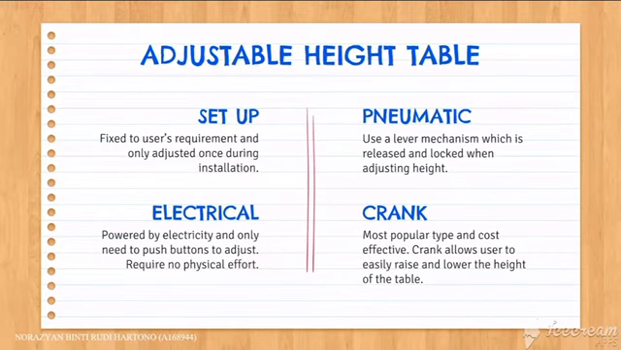Next are the four types of adjustable height table. First is set-up, they are fixed to the user's requirement and only adjusted once during installation. Next, pneumatic, which uses a lever mechanism that is released and locked when adjusting height. Next is electrical, powered by electricity, and you only need to push buttons to adjust. It requires no physical effort. Finally is the crank type, the most popular type and cost effective. Crank allows the user to easily raise and lower the height of the table. For this project, we are going to use the crank adjustable height table and design a shaft for it.